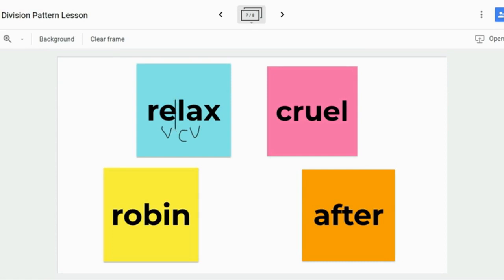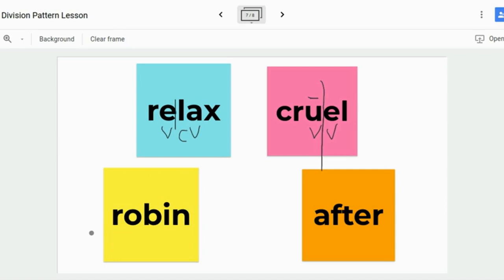And our next word in the pink, we have a vowel and a vowel, and nothing comes in between. So we would know we would divide right between the two vowels in our VV word. This would be another open syllable. So we would have cru-el, cruel. So our word is cruel.